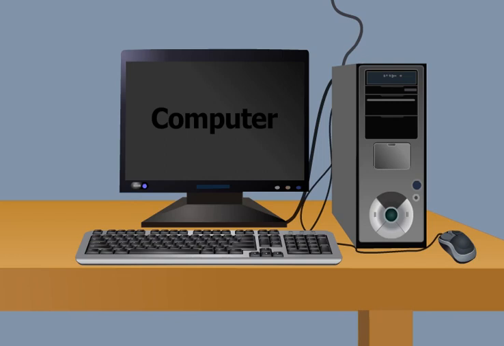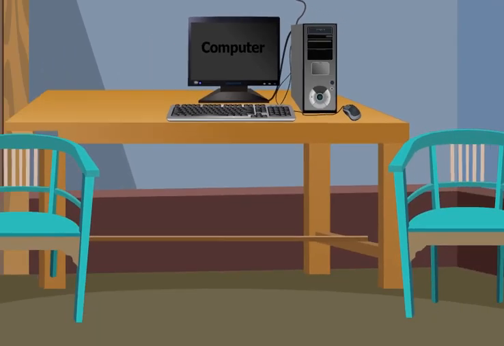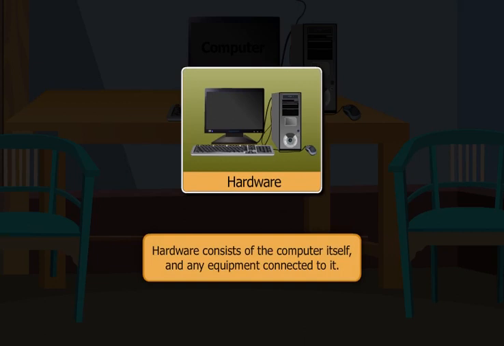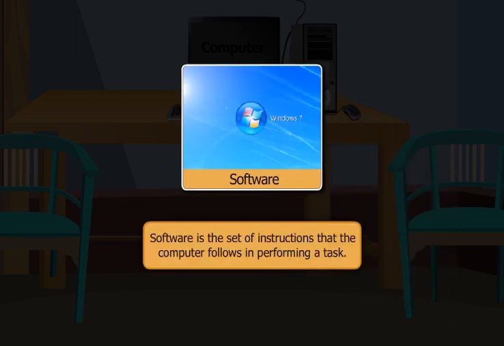A computer takes data, processes it as per the instructions provided, and converts it into electronic information for us. A computer is a collection of hardware and software components that help us accomplish many different tasks. Hardware consists of the computer itself and any other equipment connected to it. Software is the set of instructions that the computer follows in performing a task.